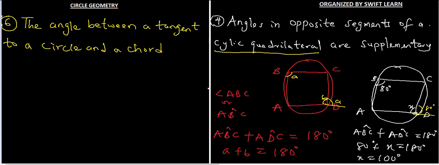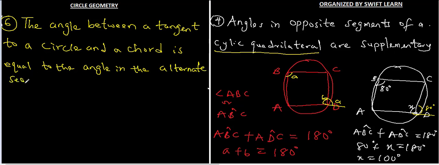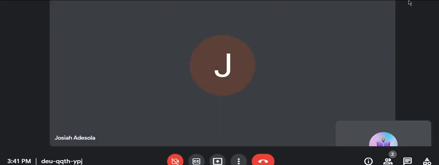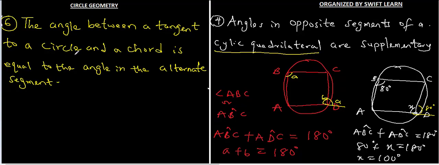So after this sixth law, we dive in straight to solving questions. Now I'll come again. The angle between a tangent to a circle and a chord is equal to the angle in the alternate segment. Alternate segment. Okay. So moving on, what does this mean?